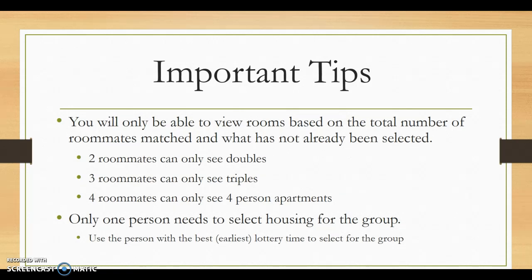You will only be able to view rooms based on the total number of roommates matched and what has not already been selected in the housing process. For example, if you have 2 roommates that are matched, you will only be able to see the doubles that are available. 3 roommates will only be able to see triples, and 4 roommates can only see the 4-person apartments that are available. This goes on through 5, 6, 7, 8, and 9 roommates as well.